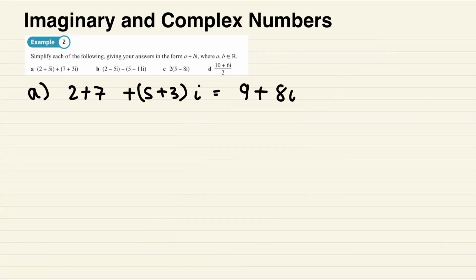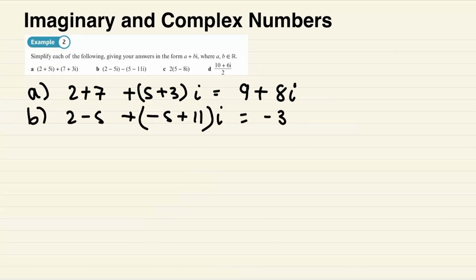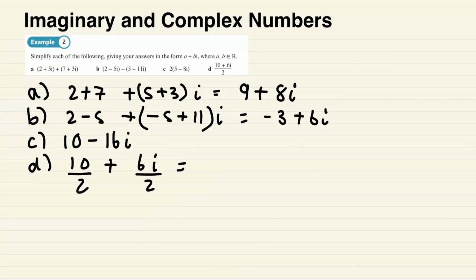Part A, we have to add the real and imaginary bits together, and this gives 9 plus 8i. Part B, we do the same thing, but be careful because we are subtracting. Part C, we are multiplying, so let's times each thing by 2. This gives 10 minus 16i. Part D, we divide each term, this gives 5 plus 3i.